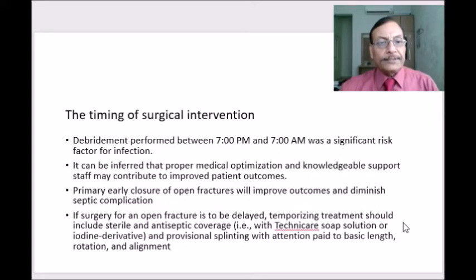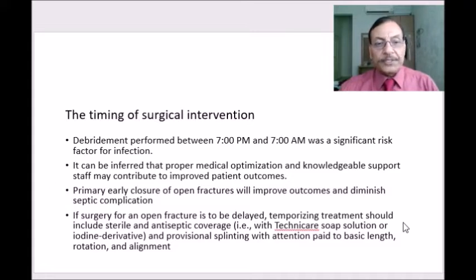The debridement which is done in the night, 7 p.m. to 7 a.m., has been found to carry a significant risk factor for infection. It is inferred that the proper medical optimization and knowledgeable support staff contribute to improved patient outcomes. And primary early closure of the open fracture will improve the outcome and diminish septic complications.